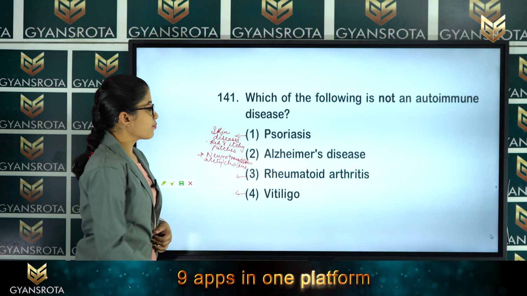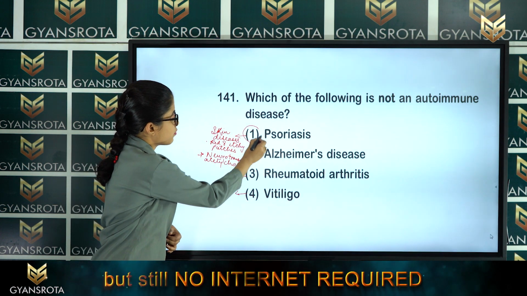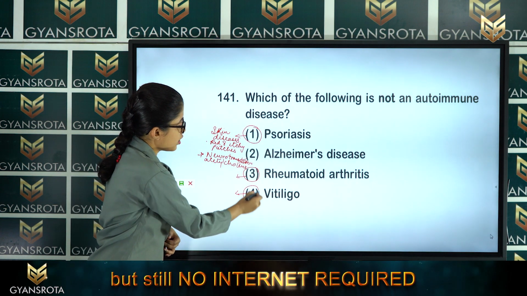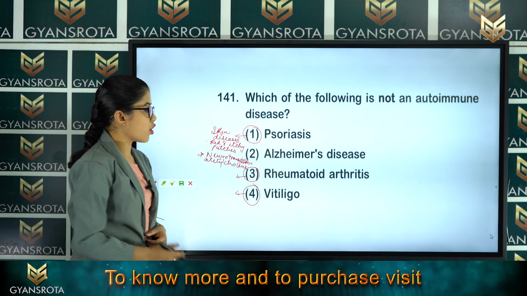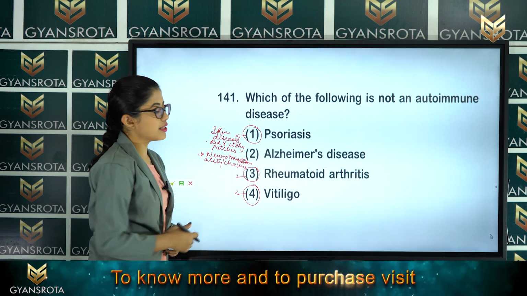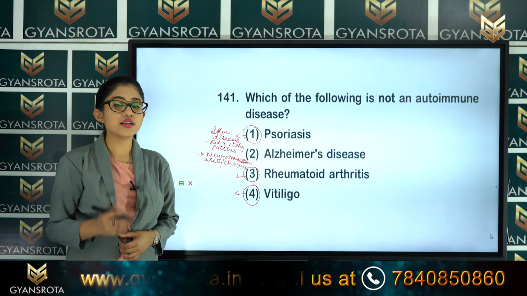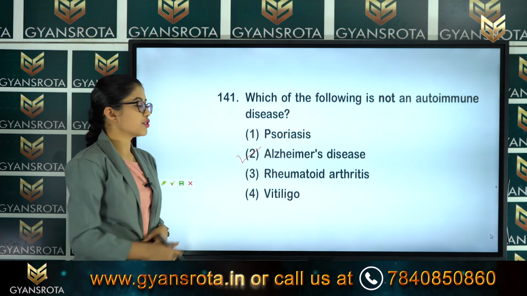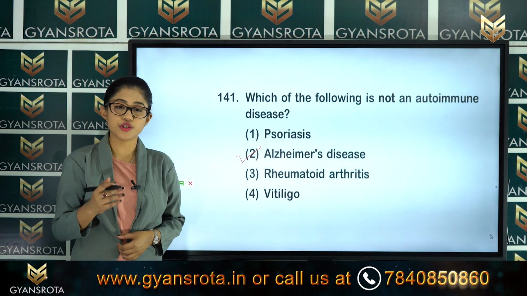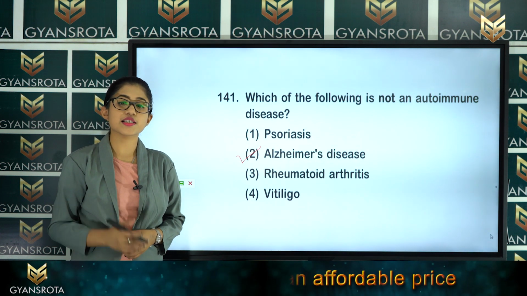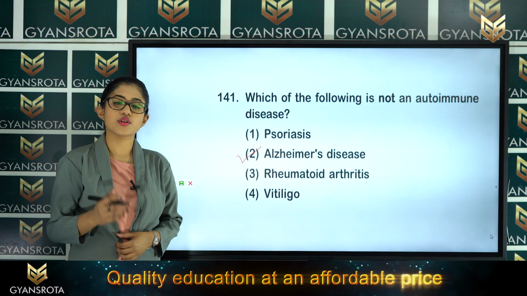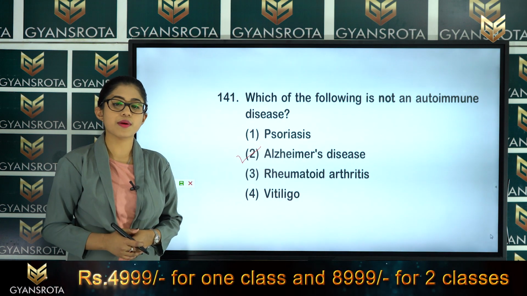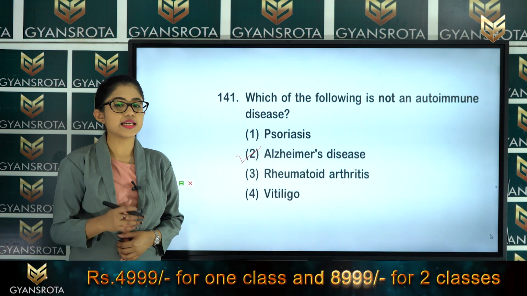Alright. So, these three, that is 1, 3 and 4, are autoimmune disorders, whereas option number 2, Alzheimer's disease, is not an autoimmune disorder. So, option 2 is the correct answer, which means that Alzheimer's disease is not an autoimmune disorder and the rest of them are autoimmune disorders. So, I hope you will remember this. Now, let us see the next question.